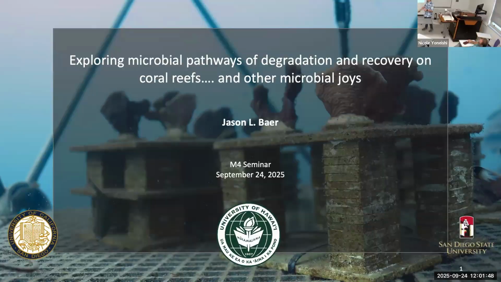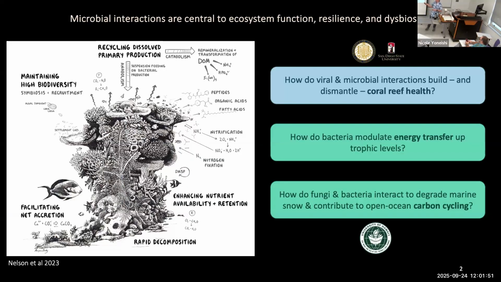But kind of starting off here, I really like this graphic over here on the left, which is from Nelson et al. 2023. Craig Nelson actually works here at UH. And ultimately, what I'm going to be discussing today are the interactions within the microbial parts of the ecosystems that are driving a lot of these fundamental ecosystem functions. On coral reefs specifically, we know that microbes are maintaining high biodiversity by forming symbioses with different organisms. They're recycling a lot of our dissolved primary production, so they're making sure that that's available for higher trophic levels.